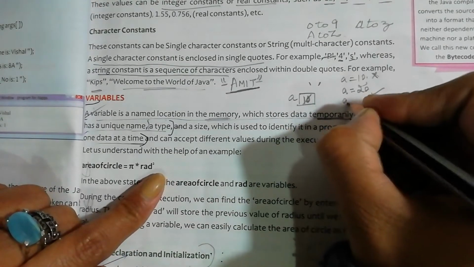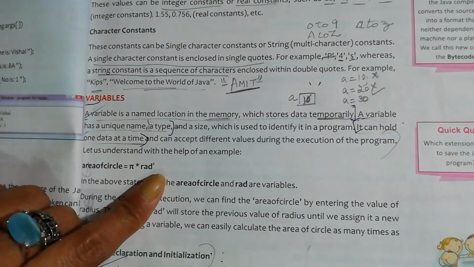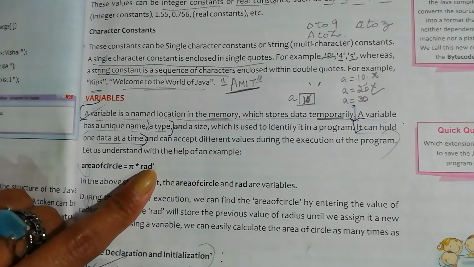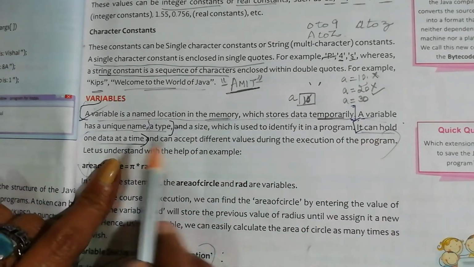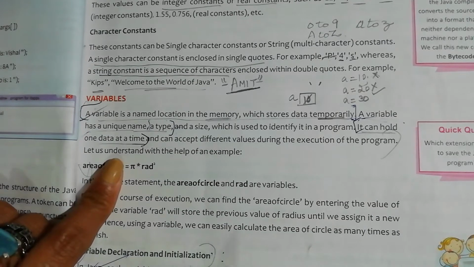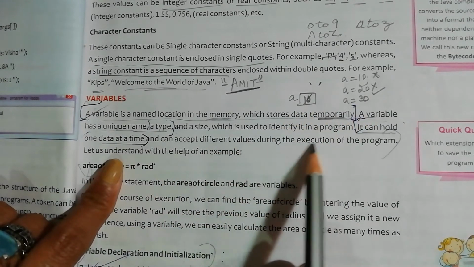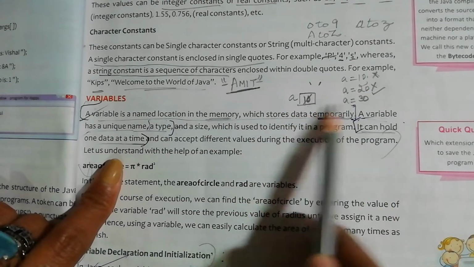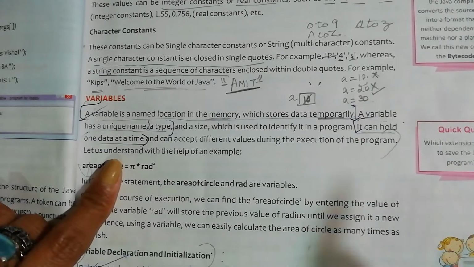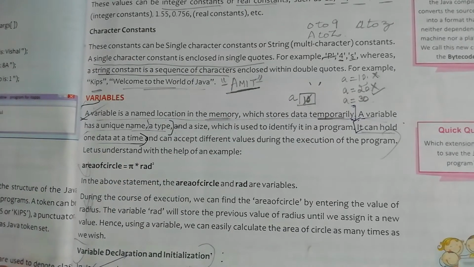For example, I am going to write a equals to 30. So that means a equals to 20 will be discarded in this way. Clear? So that is why it can hold only one value at a time. So it can accept different values during the execution of the program. पहले 10 था, then it has 20, then 20 will be discarded after the arrival of 30, तो 30 accept हो गया.